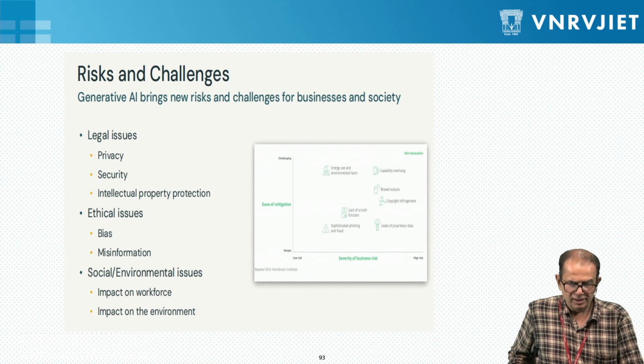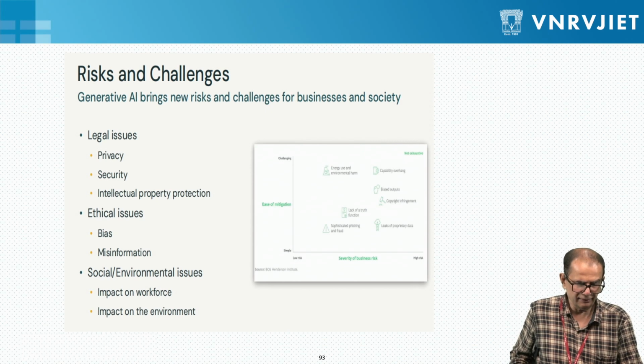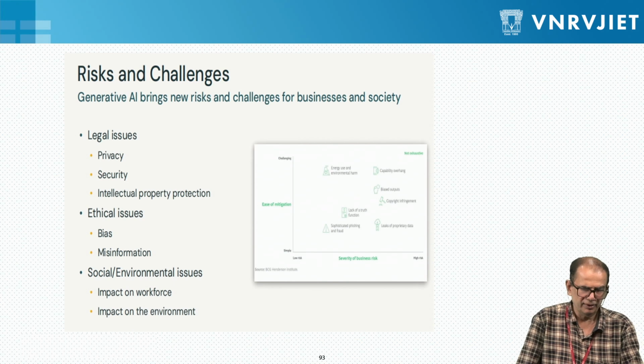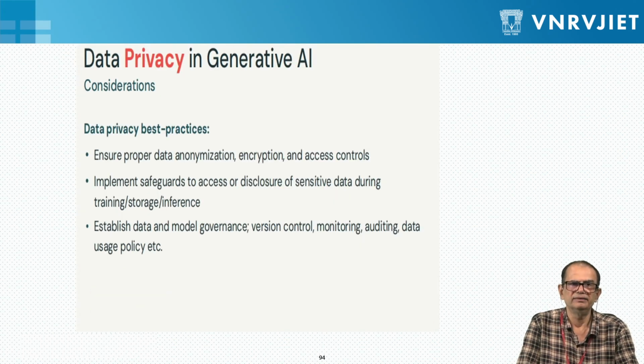Okay. And in case of generative AI, what are the risks which are there? The risks which are there are the privacy, the security, the bias, the missing information, the impact on the environment. These are basically some of the risks which are there when we are using the AI.